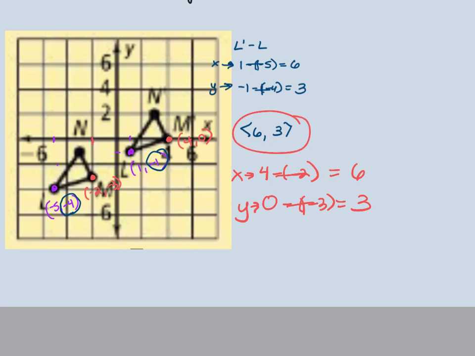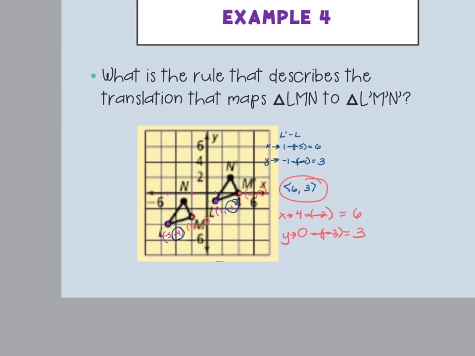And this translation is written as T 6, 3. And then you usually give the name of what you moved after it, which would be triangle LMN. This is what it would look like. Okay, T followed by the change. Make sure you do the X and then the Y, and then the name of the object that was moved.